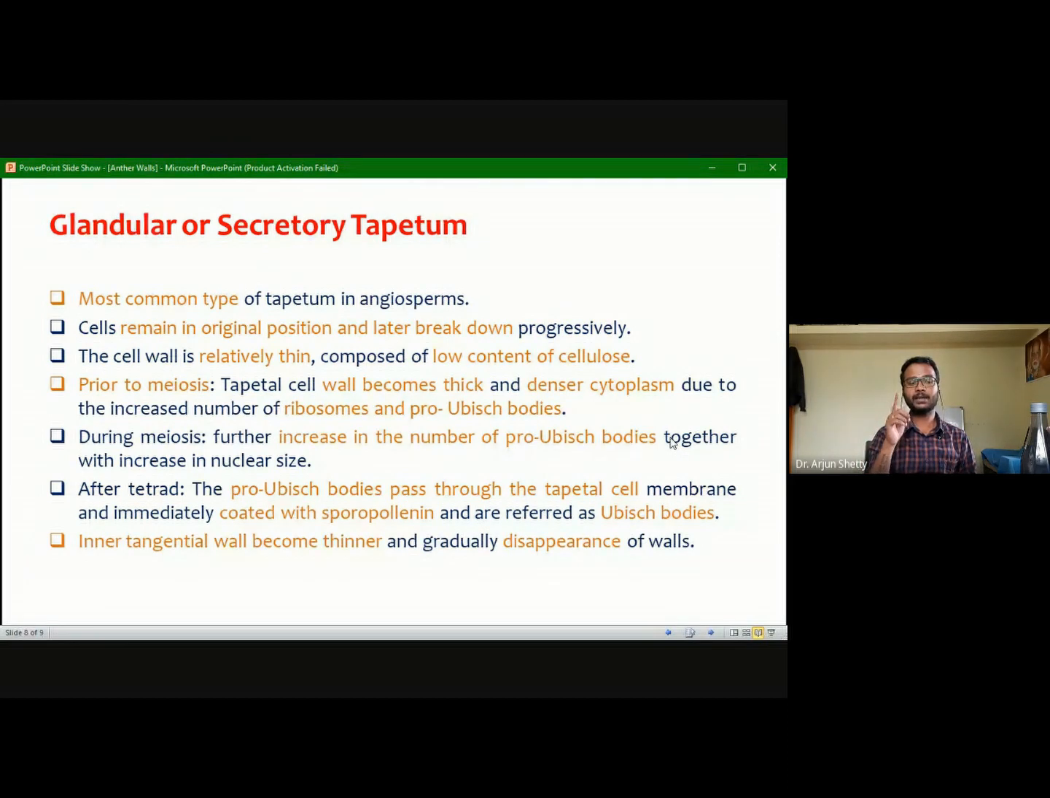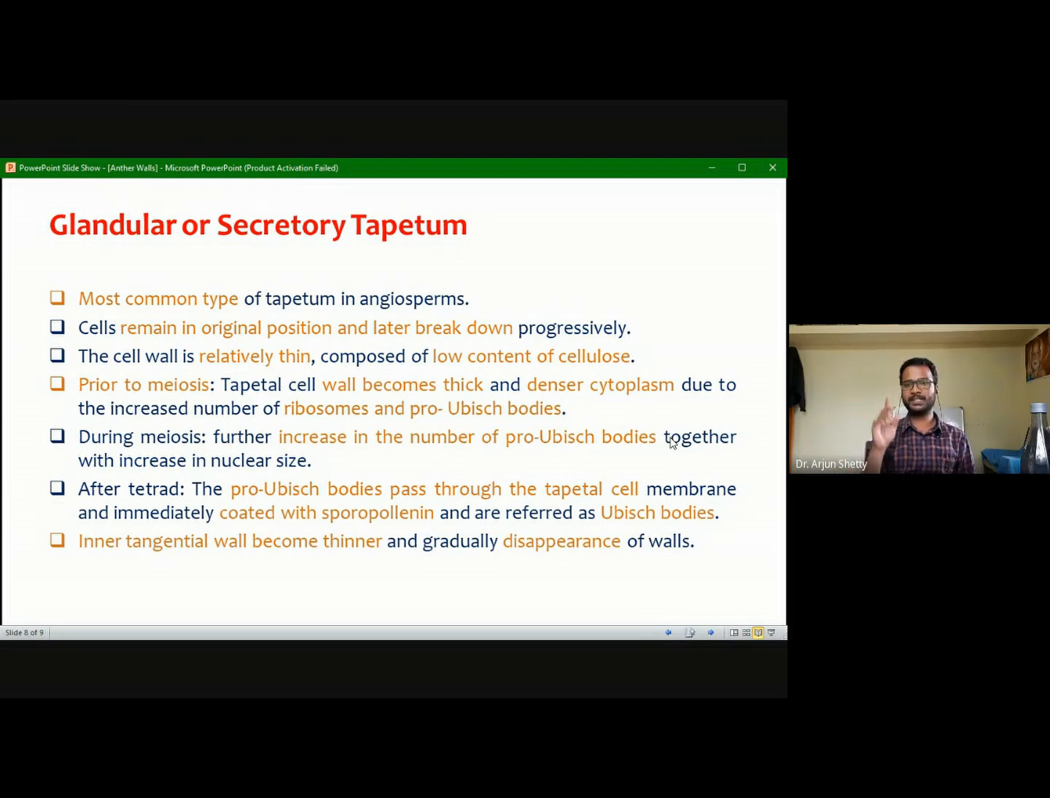Here, as we already know from the previous one, we see the interconnection with the plasmodium, and initially they lose the tangential wall, then they lose the radial wall, then they lose the inner tangential wall. It happens, and they move towards the microspore. Penetration of them to the microspore can be seen. But here there is no such movement at all. They stay consistent in their actual position. But they break down as there is growth and development, and the components which are needed for the pollen are released.